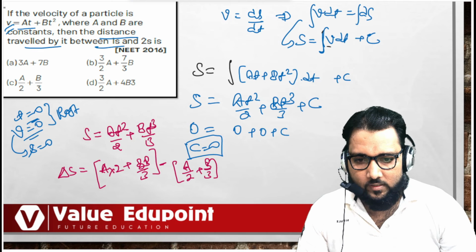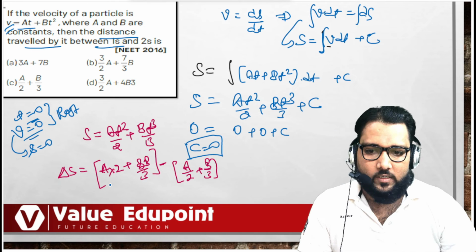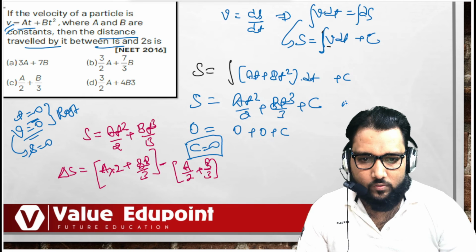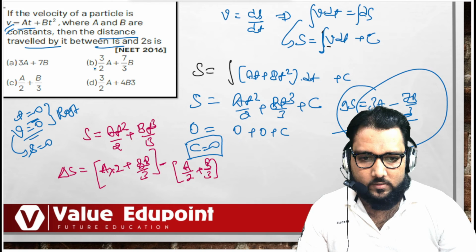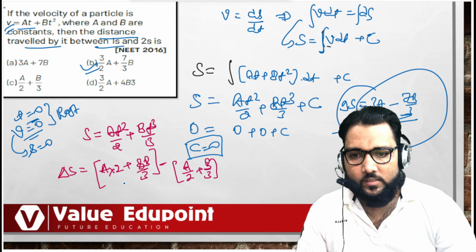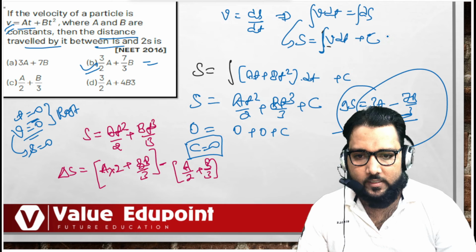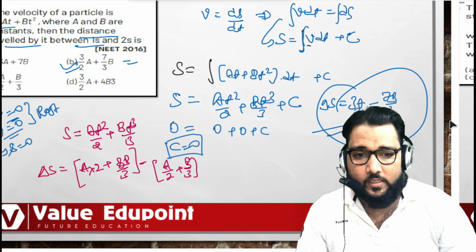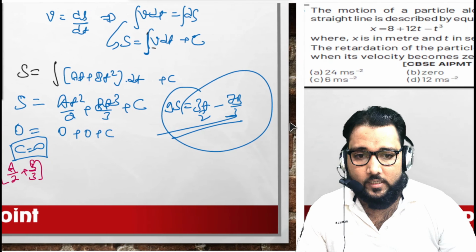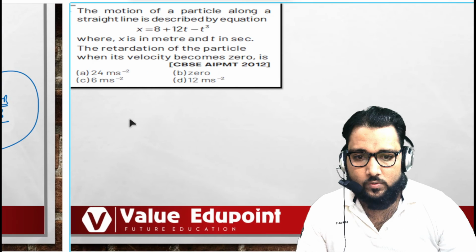When you further solve it, you will get the final expression: 2A minus A by 2, that will be 3A by 2, and 8B by 3 minus B by 3, that will come out to 7B by 3. Okay guys, so this answer will be the correct answer. Is it okay guys? Now we are going for the next problem.